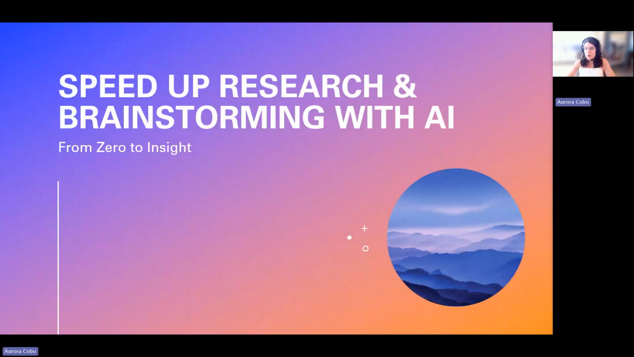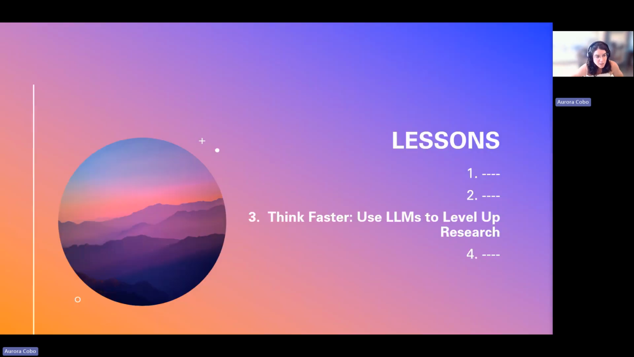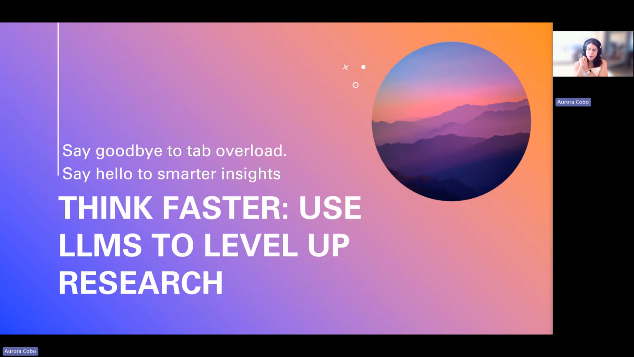Hello, everyone. Today we're going to talk about a different chapter in the series of speed up research and brainstorming with artificial intelligence, from theory to insight. And today's lesson is the third one. This title is Think Faster, Use Large Language Models to Level Up Research. This is a way of saying goodbye to tough overload and hello to smarter insights.